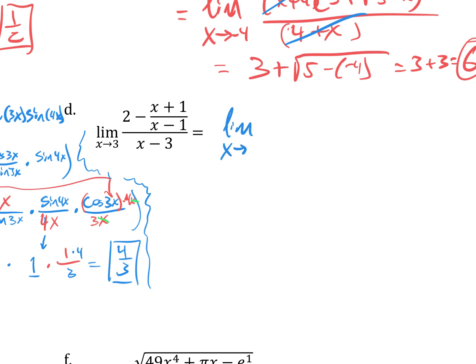So we have the limit as x goes to 3. We need a common denominator, so we're going to need, well, this is over 1. So let's just make the denominator x minus 1 and x minus 1. So we'll have 2 times x minus 1, minus, put parentheses on this, x plus 1, all over our common denominator that we just made, x minus 1.